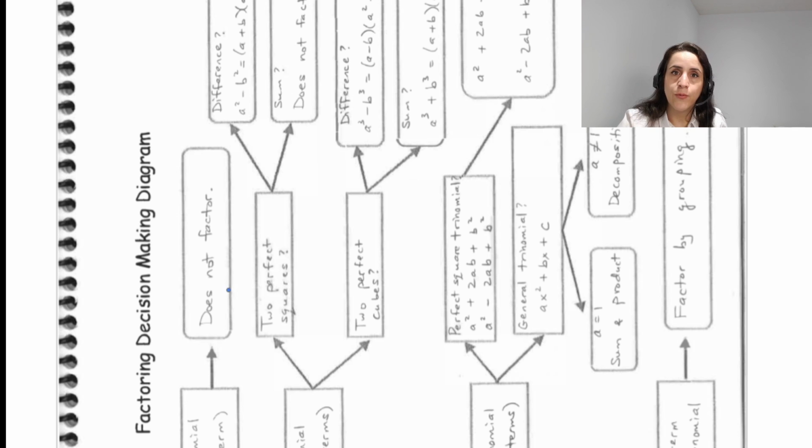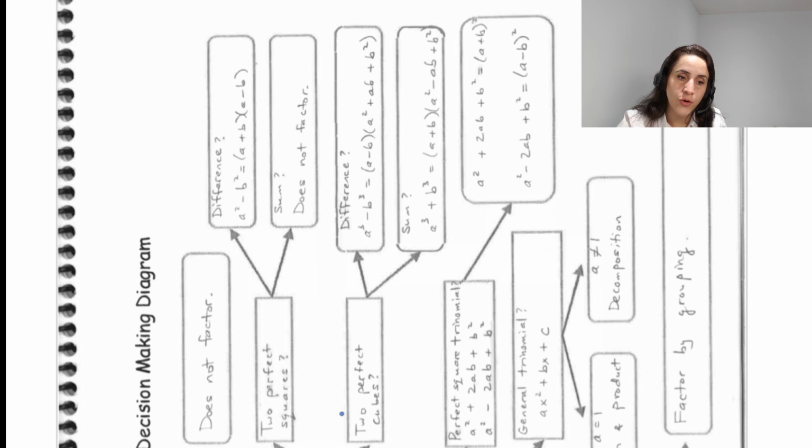Like x squared is one term. You cannot factor it; you can just leave it as it is. The next type of polynomial is a binomial, which has two terms. For these two terms there are options. Two perfect squares: a difference of squares, a squared minus b squared, and you know the formula. The other one is a sum, like a squared plus b squared. Those are not factorable.